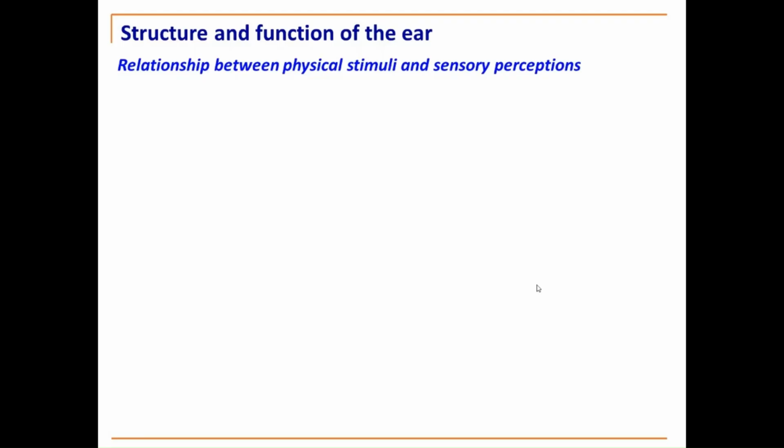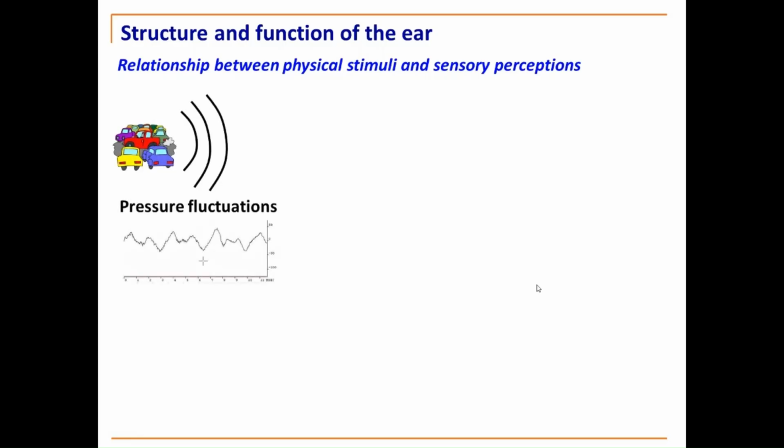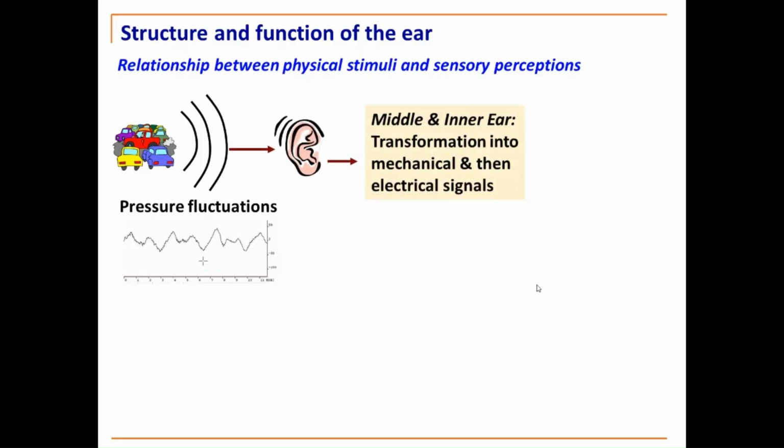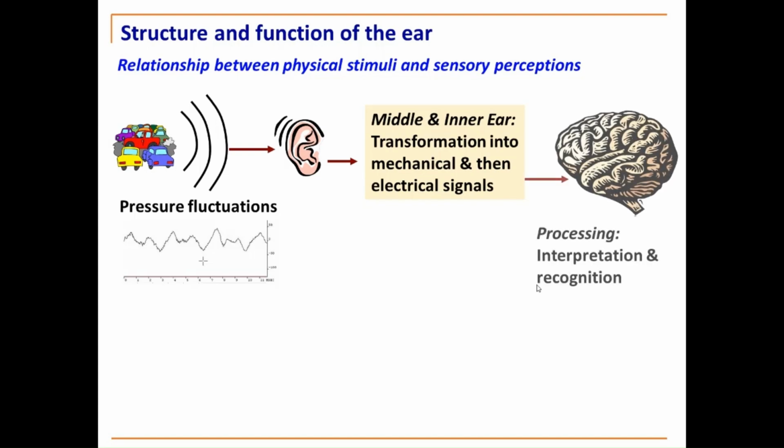So what is the relationship between the physical stimuli and sensory perceptions? Well, sound, whether it's from hitting the table, or from your voice, or from cars, or from aeroplanes, leads to pressure fluctuations. Those pressure fluctuations are sound waves, and that is then picked up by the middle and inner ear, and it's transformed into mechanical and then electrical signals before it goes to the brain via action potentials for processing, where we start to interpret and recognize and give meaning to it.